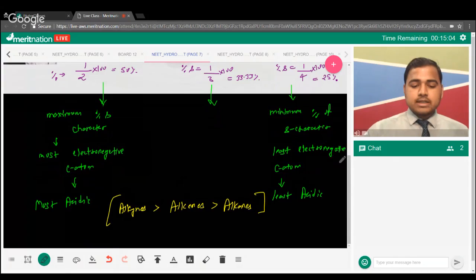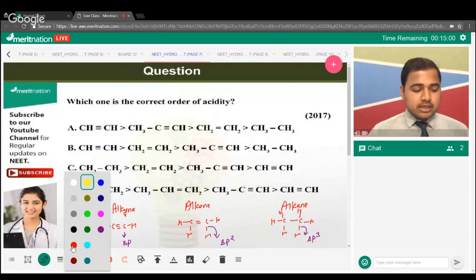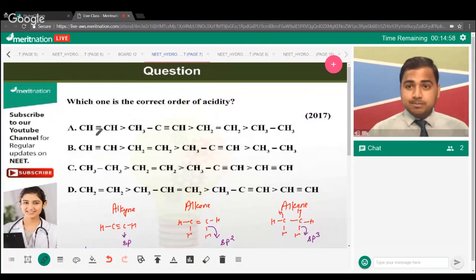So right now, students, just have a look. Go to the options. If you're watching option A: alkyne, sp hybridization, wonderfully. Then it is also alkyne, then alkene, then alkane. So according to this, option A should be the correct answer. Got it? But don't directly tick option A. Go through the rest of these options also.